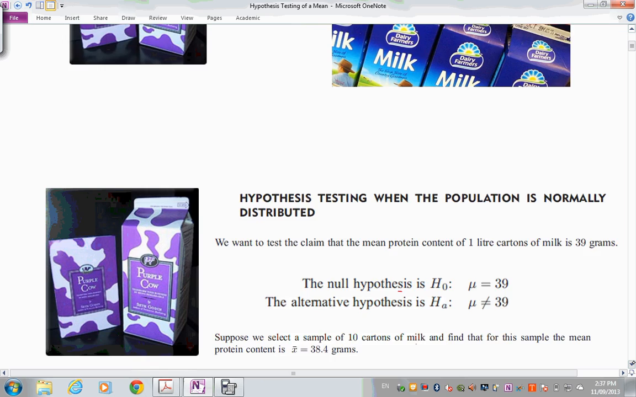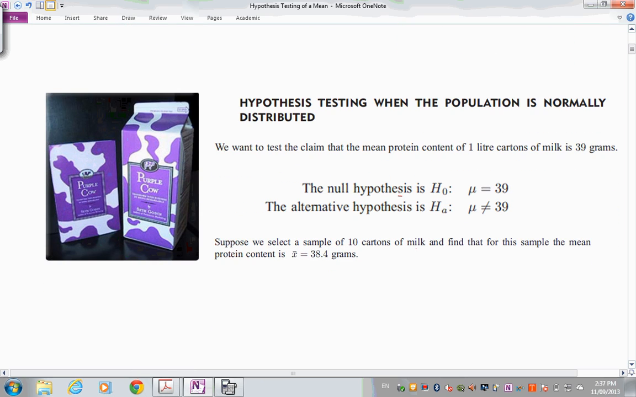Okay, so coming down here we have what we're going to do. We're going to say the population is normally distributed. For this sort of product, there are going to be random factors governing the amount of protein per litre in milk, so this is probably going to be normally distributed. And we want to test the claim that 1 litre contains 39 grams. So that's our null hypothesis. It's null, there's nothing wrong with it if you like. We're going to accept it.